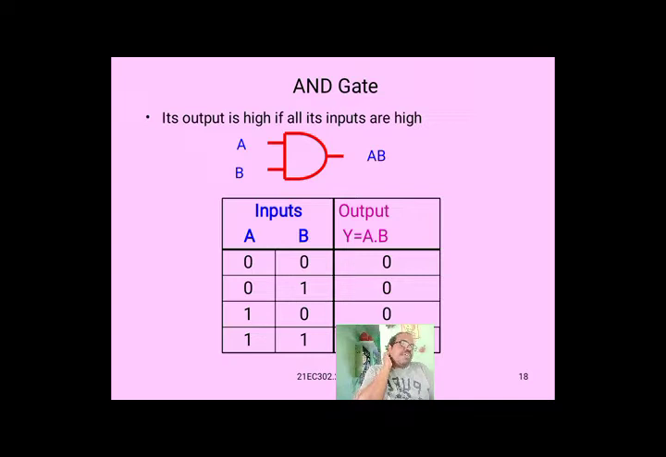Here I have given the truth table format of that. For 0, 0 it is 0; 0, 1 it is 0; 1, 0 it is 0; 1, 1 it is 1. Output is high if all the inputs are high. A and B are the inputs and output is Y equal to AB. When both the inputs are high, output will be high.